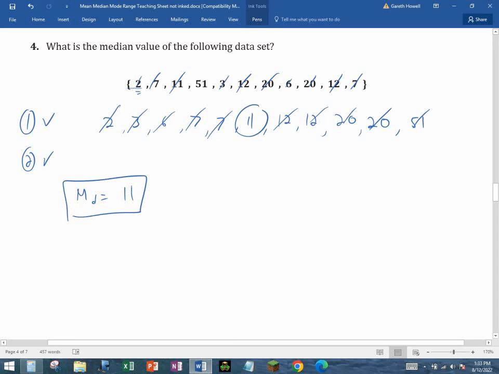So, ordering from least to greatest, crossing out numbers from the outside in. Sometimes that's easiest, or, I mean, you can count them too and find out what the middle one is that way.